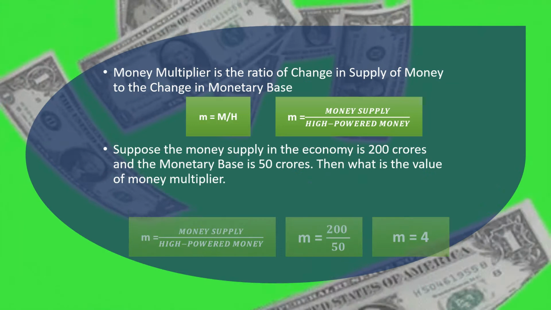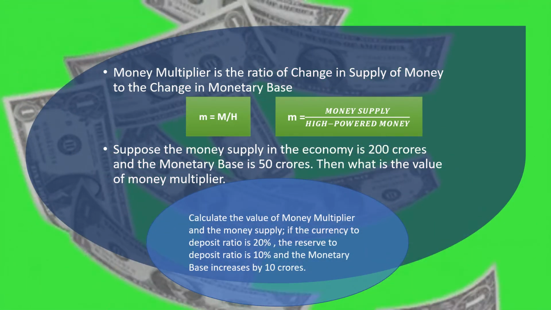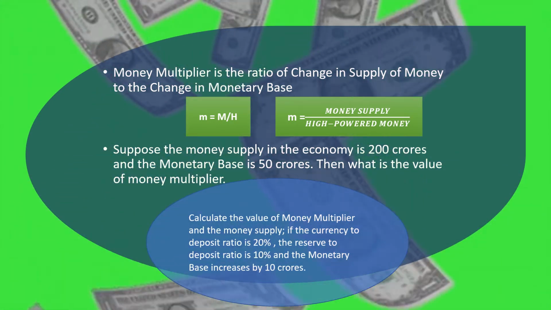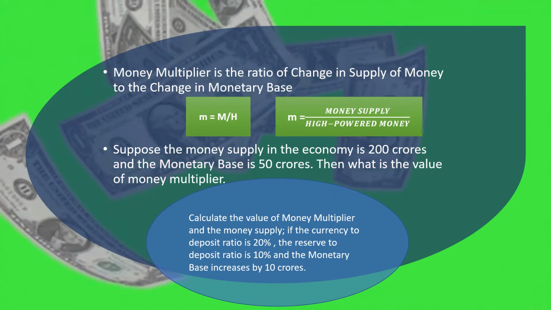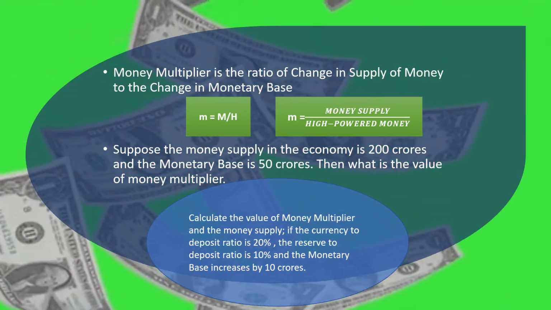But suppose you have been asked to calculate the value of money multiplier with these two indicators, that is currency deposit ratio and reserve deposit ratio. What would you do? You would further substitute the above formula in the following way, which will be looked into next.